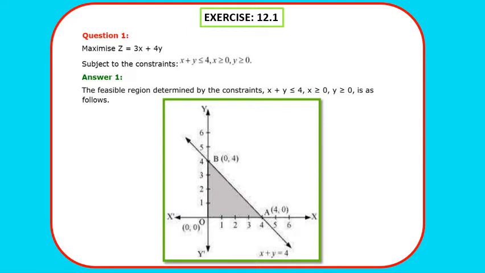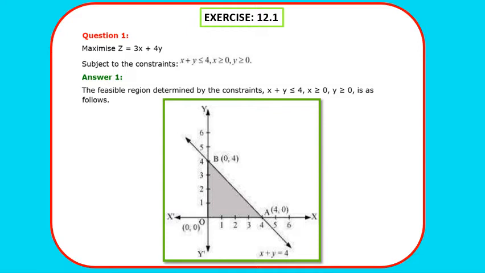So keeping all these points in mind, let's start exercise 12.1. Question 1: maximize z equals 3x plus 4y subject to the constraints x plus y less or equal to 4, x greater or equal to 0, y greater or equal to 0. First we have to plot these three inequalities. So we have just plotted the graph as shown in the figure.